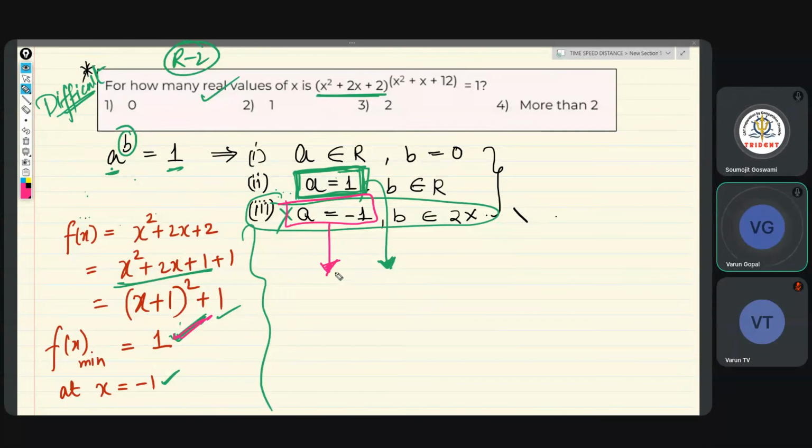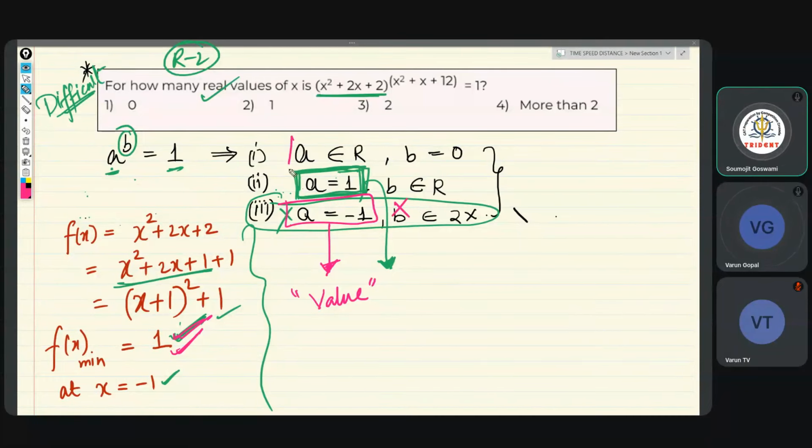Hold on. Somebody at this point can still say, why, sir? Why can it not be negative 1? Because this is the value. The value of a came out to be 1. We verified it. The minimum value of a is 1. It cannot be negative 1, and that is why it cannot happen.